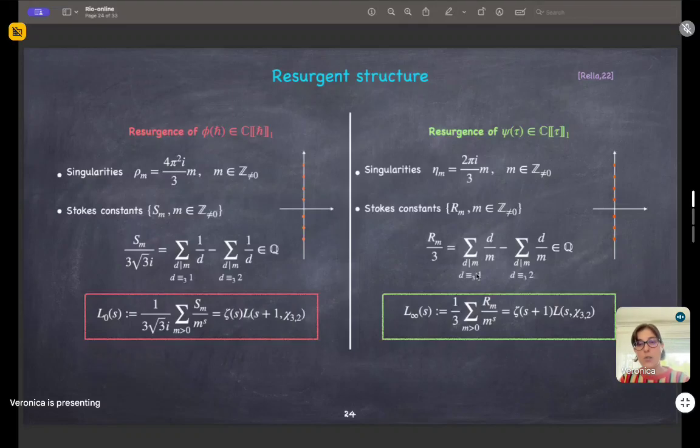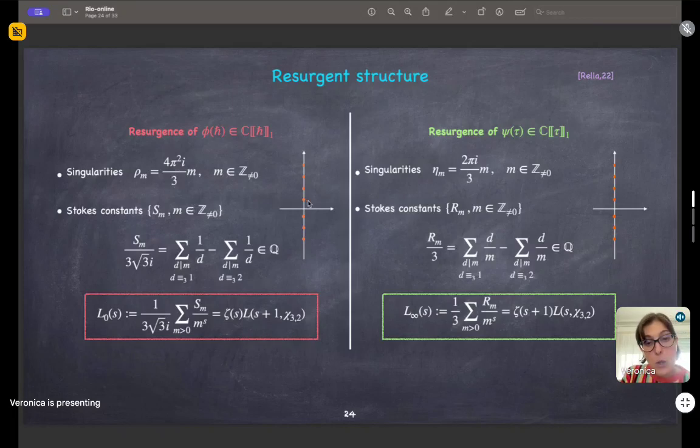Indeed, let's see now the resurgence structure. So if you have this formal series, what is the resurgence structure? It is one of the simplest structures you might expect, because you only have simple poles which are displaced in this tower. So the distance here between two of these singularities is given by 4 pi squared over 3.